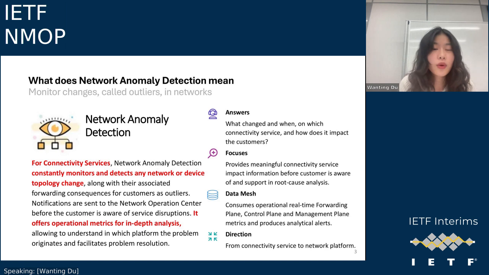Okay. One thing to outline is we are not talking about general anomaly detection. We are talking about network-specific anomaly detection. So what does it mean? It means we are constantly monitoring and detecting any network or device topology change from 3 different network planes, which is forwarding plane, control plane, and management plane, and indicates whether those changes might negatively impact the connectivity service we provide.